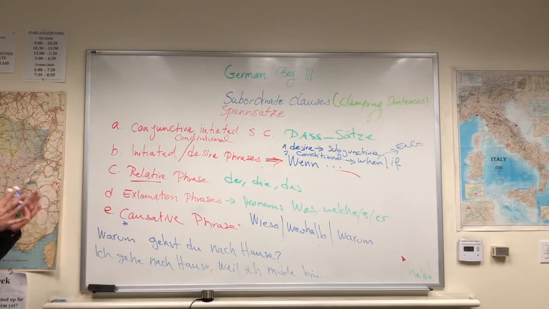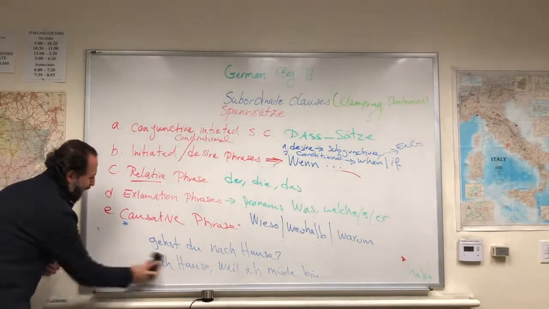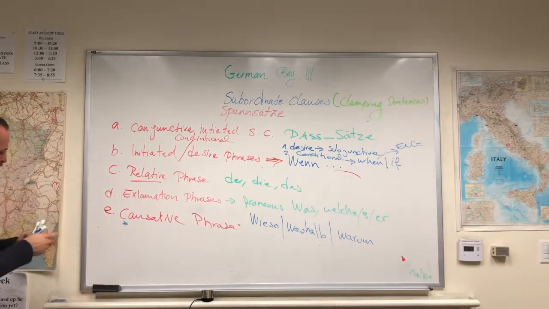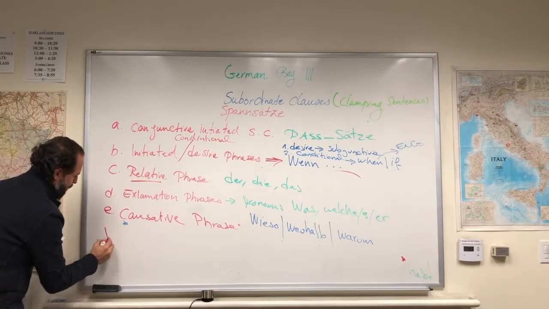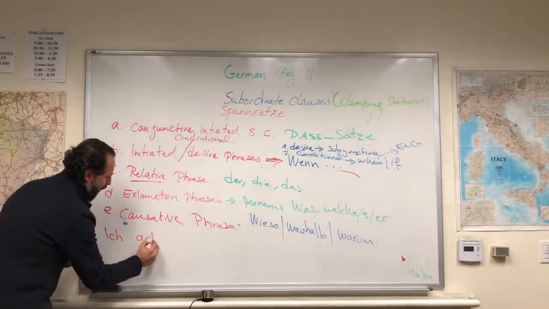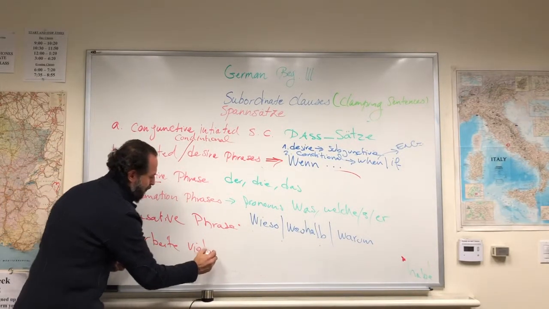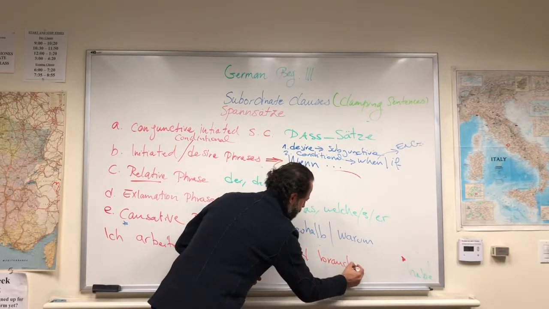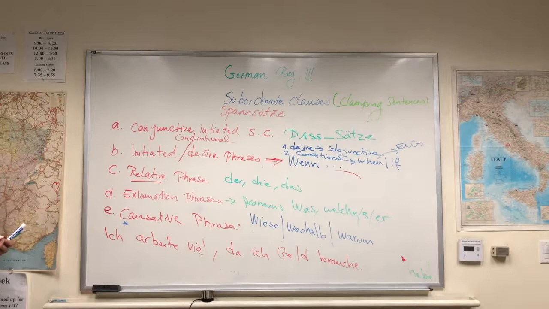Next to the word weil, which means because, we have another rather colloquial particle that we use in everyday speaking in German, which also means since or because. That is the word da, D-A. It has more or less the same meaning. So I can say, for example, ich arbeite viel, da ich Geld brauche. Ich arbeite viel, da ich Geld brauche. Brauchen means to need.